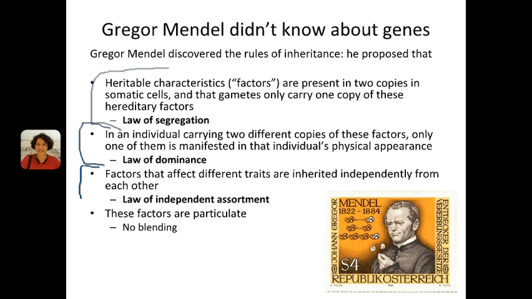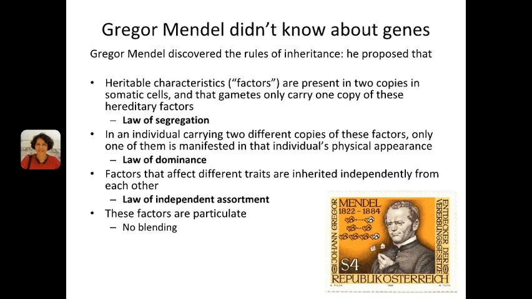In the law of segregation, he postulated that there were heritable factors in cells, in somatic cells, and in those somatic cells, those factors were present in 2 copies. And he also realized that gametes, eggs and sperm, only had 1 copy of those factors. And the part of the segregation comes from that he understood that in order to make the gametes, you would have to separate the 2 copies of the factors in the process of making the gametes, which later became to be called meiosis.